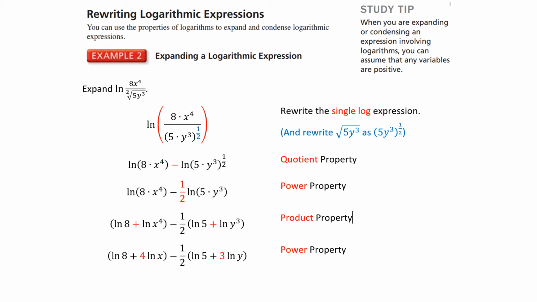And this is a perfectly acceptable way to write this. It is also possible to just distribute that 1/2 so that we would have finally the natural log of 8 plus 4 times the natural log of x minus 1/2 the natural log of 5 minus 3/2 the natural log of y.